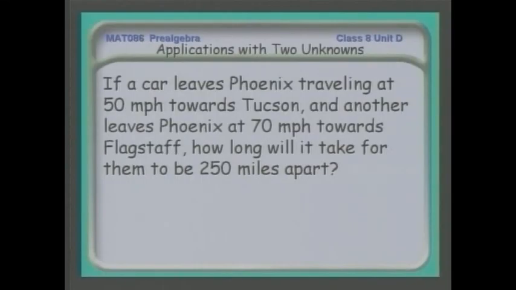Here's another car problem. A car leaves Phoenix traveling at 50 miles an hour towards Tucson. Another leaves Phoenix traveling at 70 miles an hour towards Flagstaff. And now we have cars that, again, we need to visualize. These cars are going in opposite directions at different speeds, and we'd like to know how long it takes them to get 250 miles apart.